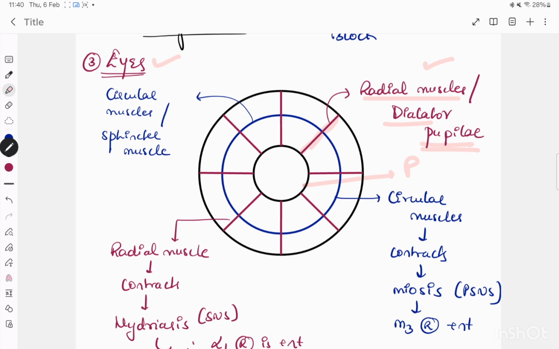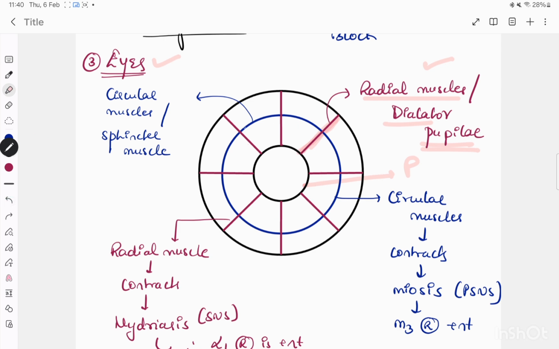You just need to imagine over here, okay? This is the muscle. When a muscle contracts, what happens to its length? Its length decreases. So when its length decreases, the pupil size will increase. It'll come over here, something like this, because this length is decreasing, right?